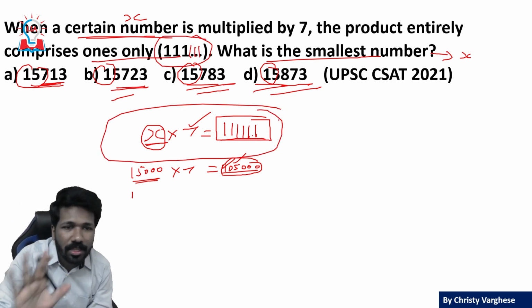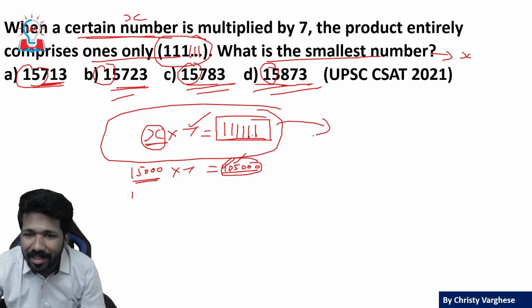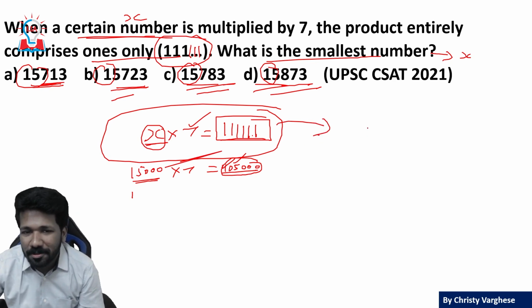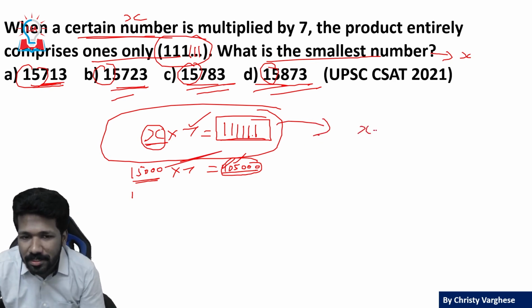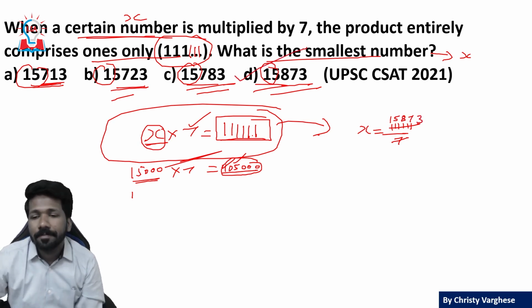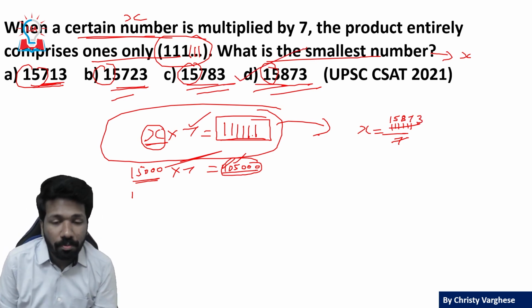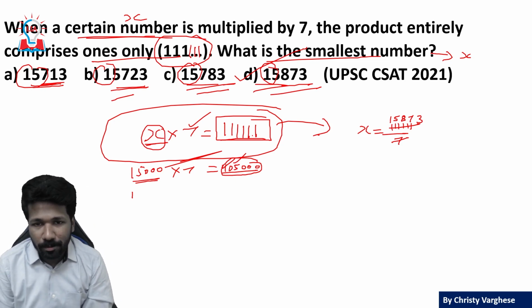Till here we used the rejection approach. Now we are using the selection approach, by solving this equation. x into 7 is 111,111. So x is equal to 111111 divided by 7. You can divide it by the short division technique. You will get 15873. That is option D. So here actually we used a combination of rejection and selection approaches.